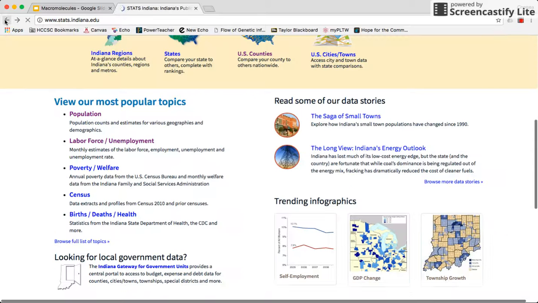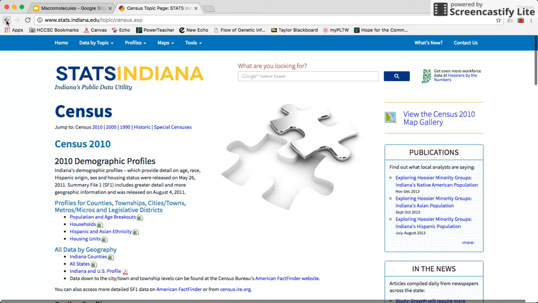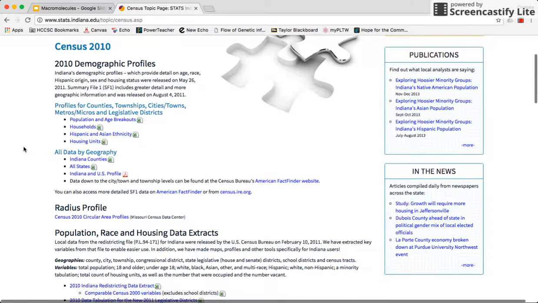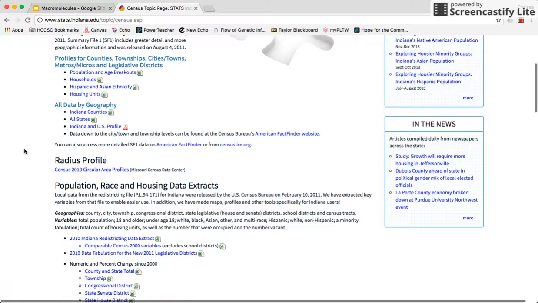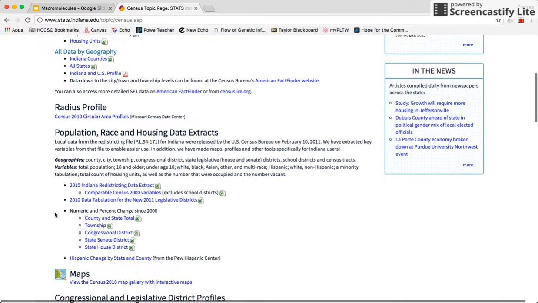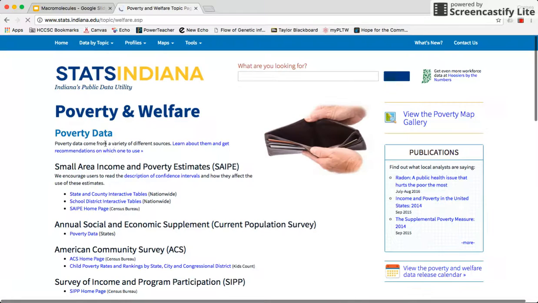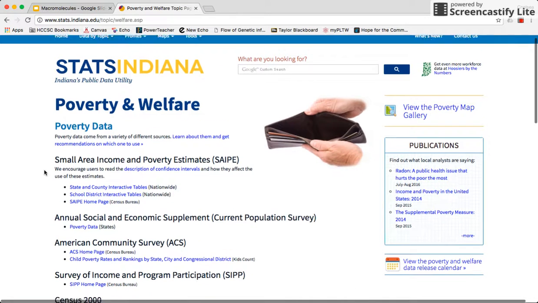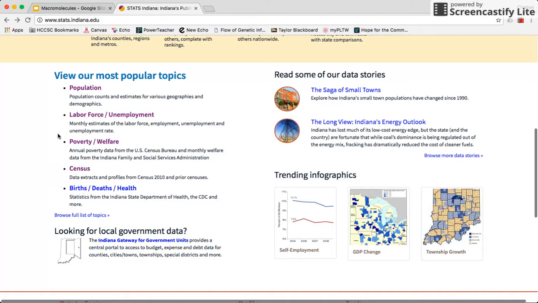Okay, so then if we go back, the third one is census. And so that would be the population race breakdown. So you can find that information in this area. Oh, and back to that welfare and food stamps. You'd find that here under poverty and welfare, and you can see how many people use the food stamps and the poverty data for Huntington.